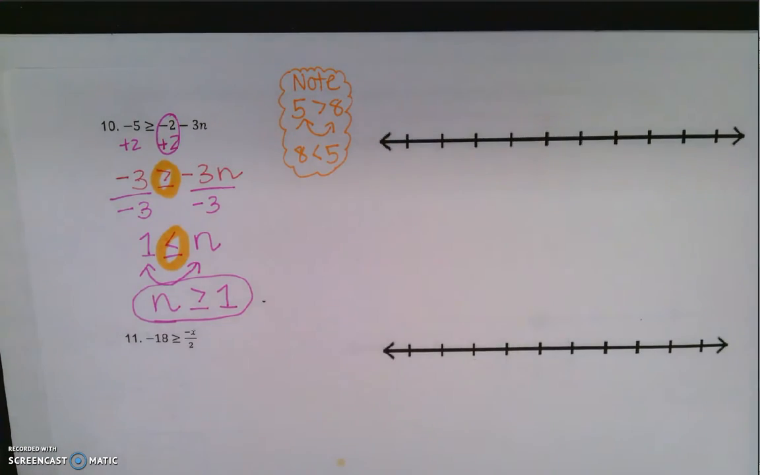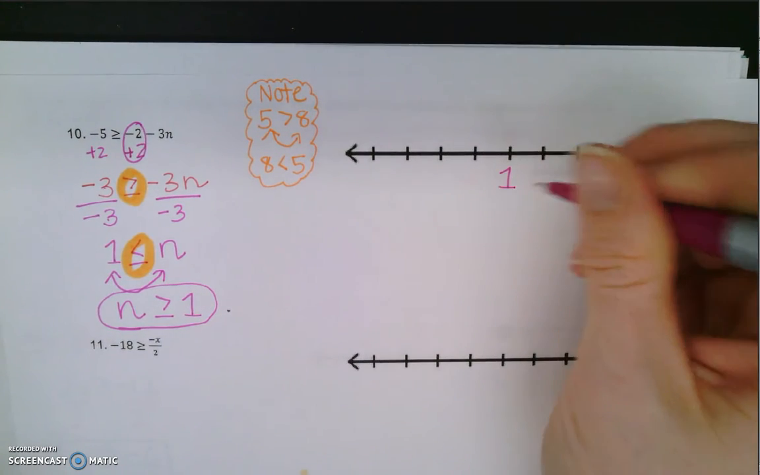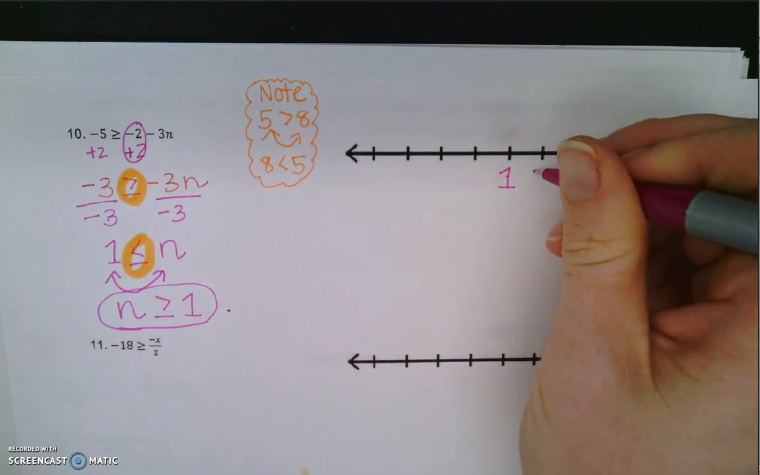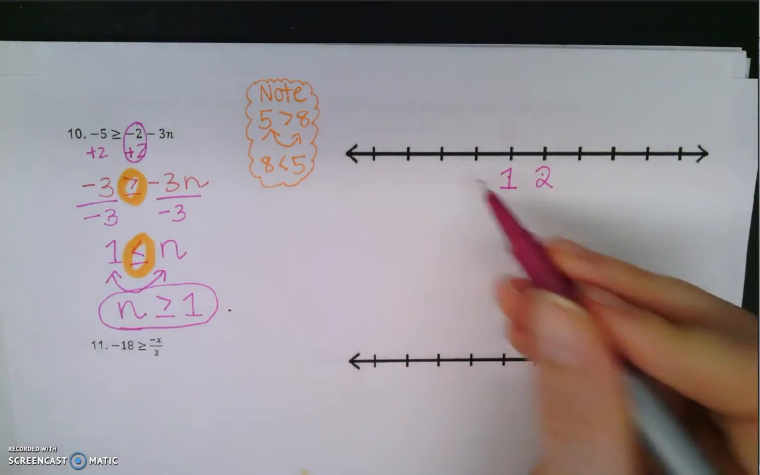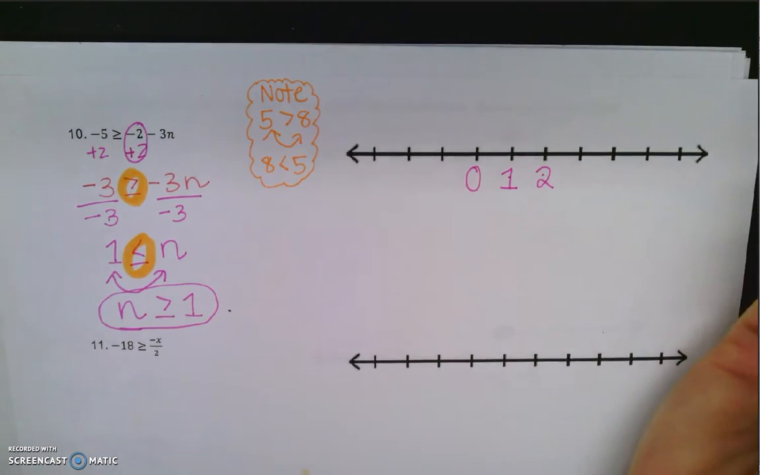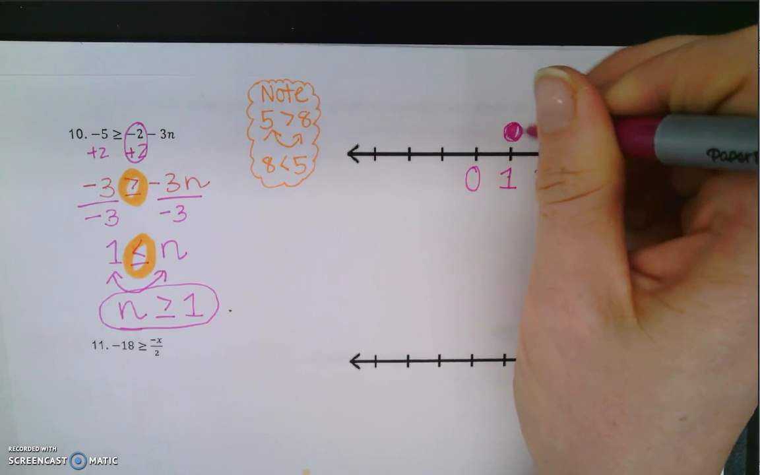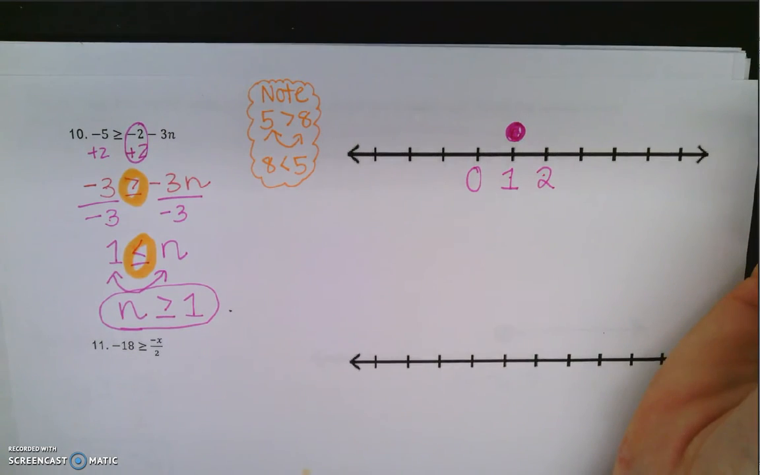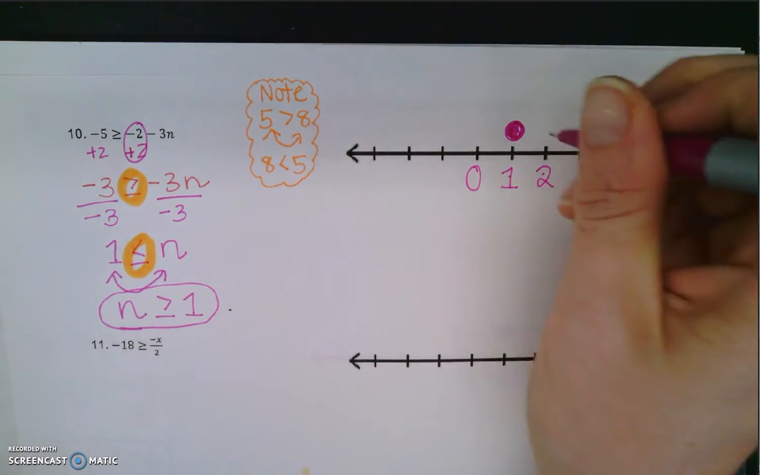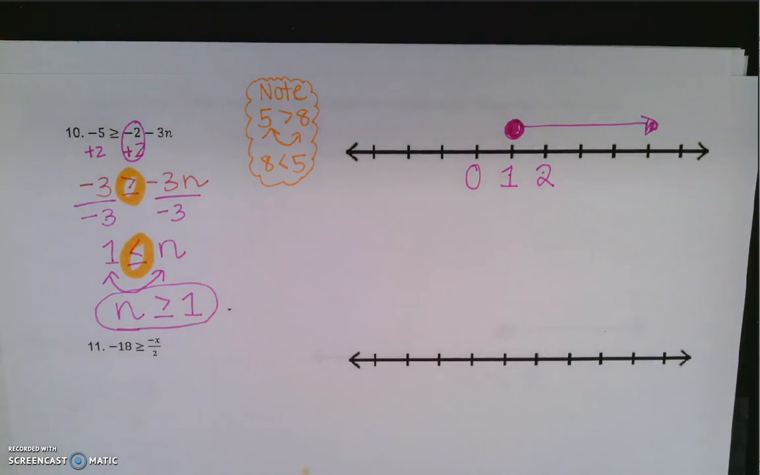Let's start graphing. Our boundary number is 1. 1 to the right, or 1 more than 1, is 2. 1 to the left, or 1 less than 1, is 0. Open or closed circle at 1? Closed. 1 is included, it's or equal to, and we're going to shade to the right, because n is greater than or equal to, and greater than is to the right. Perfect. Really nice job.